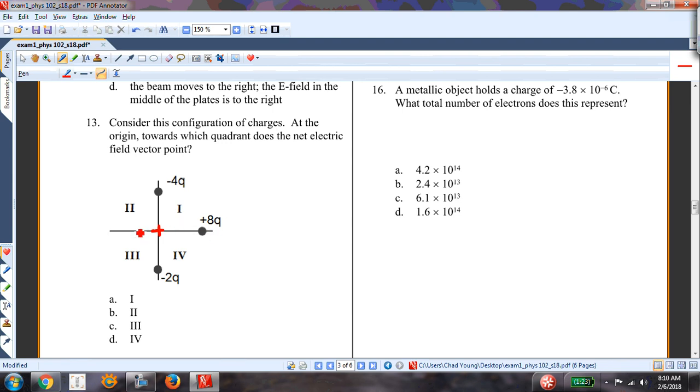First of all, we'll take our biggest charge. It's going to feel a big electric field in that direction to the left. Due to the minus 4q, it will feel an electric field in that direction. Due to the minus 2q, a smaller electric field in that way. These two along the y-axis will add up like vectors, giving us a net vector that is smaller but still in the positive y direction. And so the resultant vector is going to be in quadrant 2.